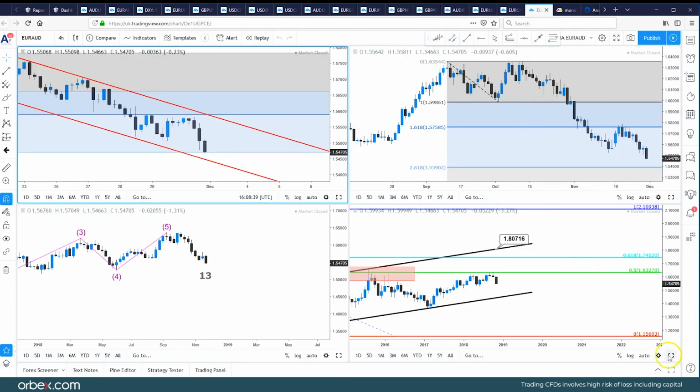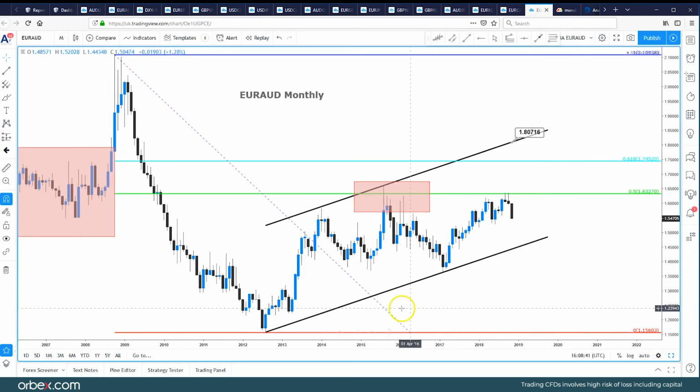Euro Aussie, a large corrective channel formation. We have seen a bearish outside month again in October. We've had some follow through selling. However, there's no clear indication that this corrective channel has come to an end. We'd need to see a break of this trendline support here at 144.81.